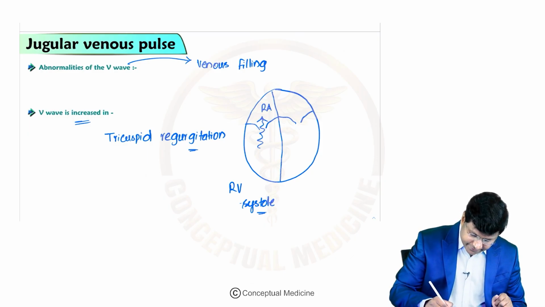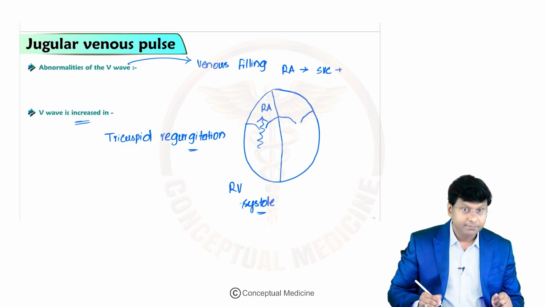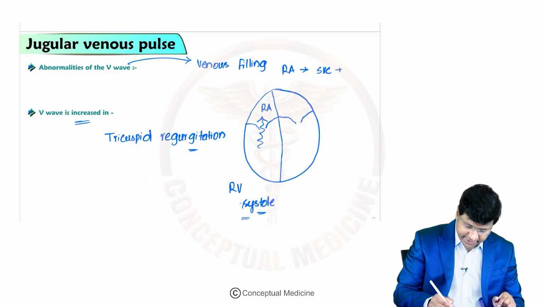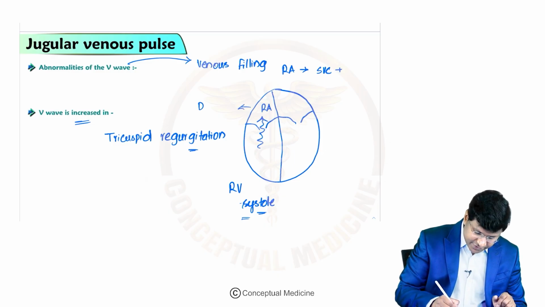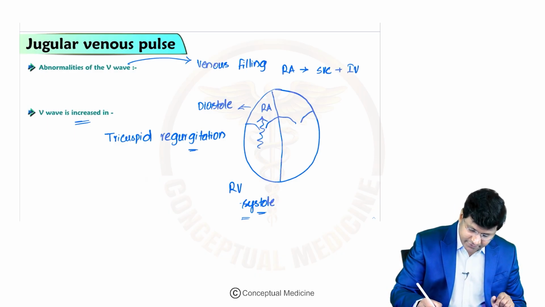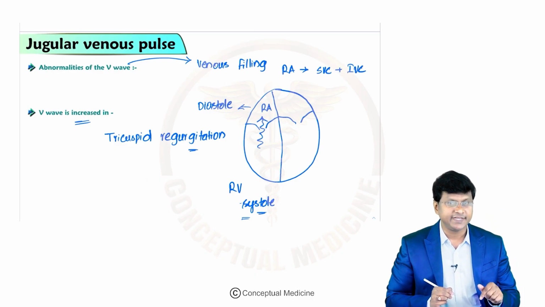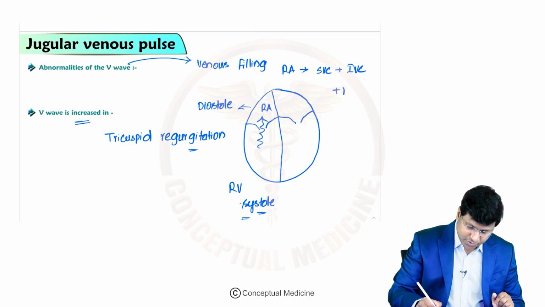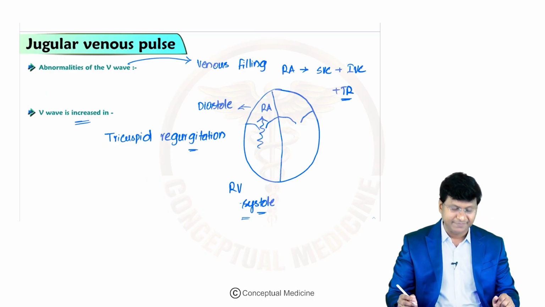So the right atrium is receiving the SVC blood, because when the right ventricle is in systole, the right atrium is in a phase of diastole now. It is in a receiving phase. It will receive SVC blood, inferior vena cava blood, and in tricuspid regurgitation, you also have the tricuspid regurgitant blood.